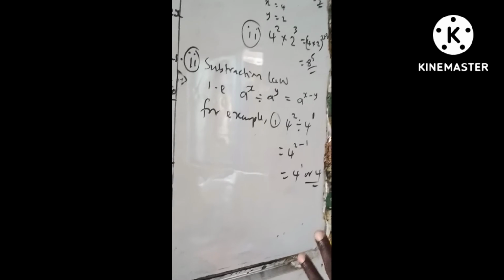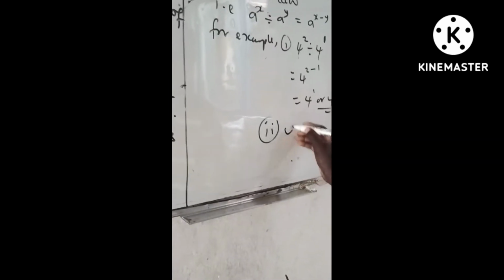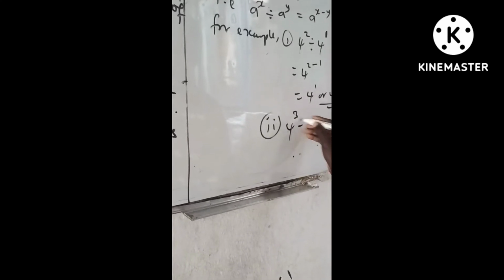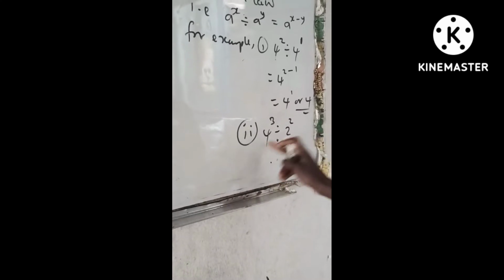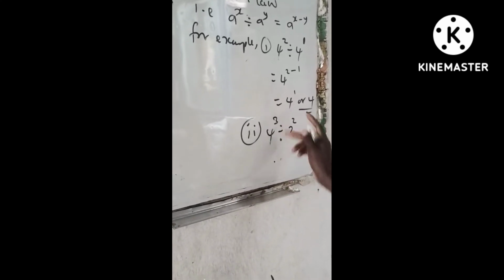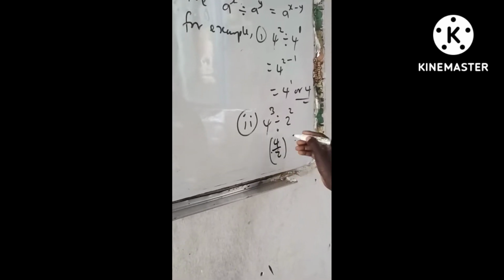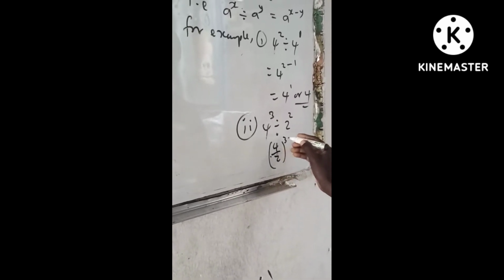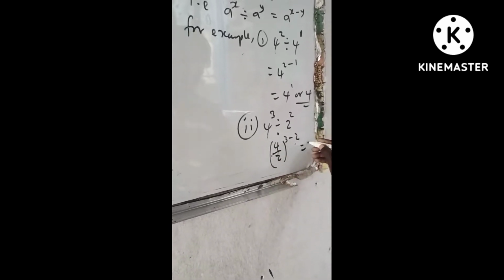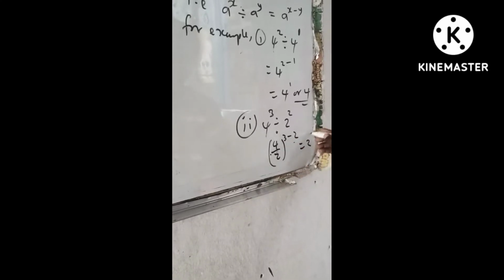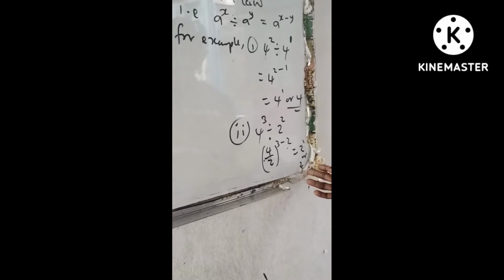But in a situation whereby the bases are different, assuming you have this question, 4 to the power of 3 divided by 2 to the power of, let's say, 2. The two bases are different. So what you do is apply this division principle by saying 4 divided by 2 to the power of x, which is 3, minus y, which is 2. So you have 4 divided by 2 is what? 2. 3 minus 2 is what? 1, or 2. 2 raised to power 1 is as well 2.